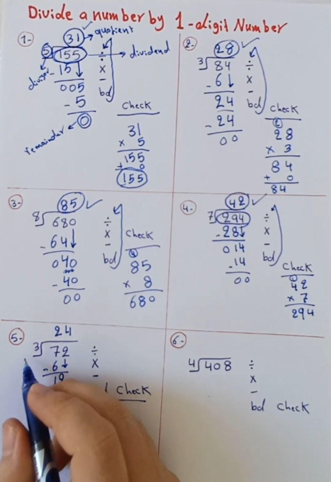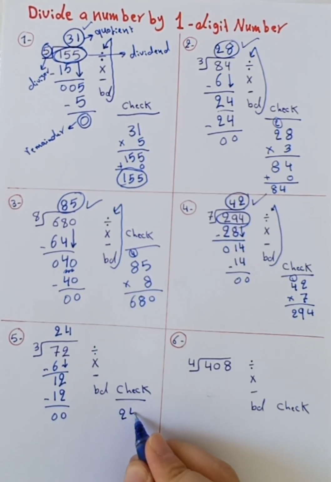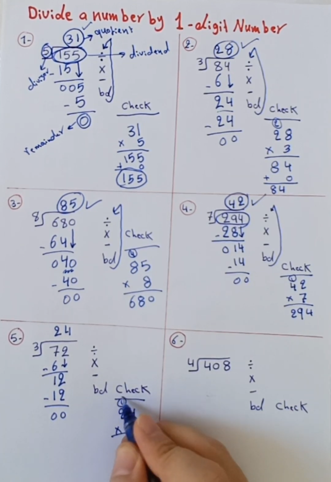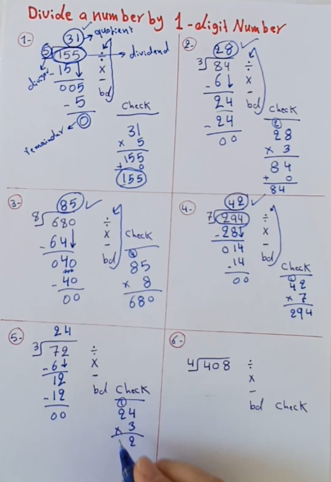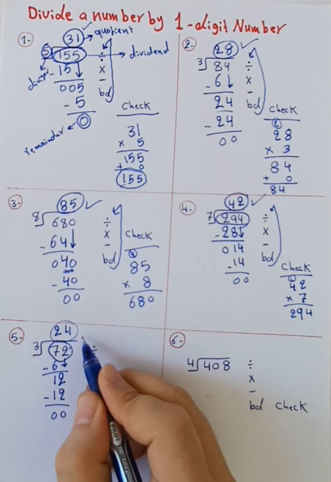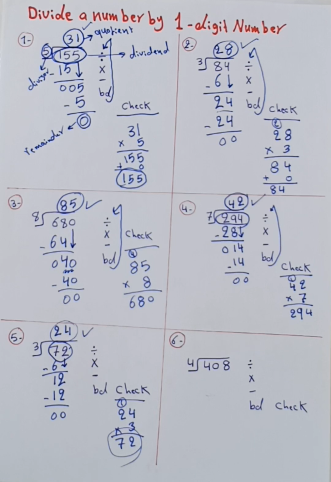For check step, we have to multiply 24 by 3. 3 times 4 is 12. 3 times 2 is 6 plus 1 equal to 7. So we have 72 plus 0 equal to 72. The dividend is 72. It means our quotient is correct. Last example, example number 6. We have 408 divided by 4.